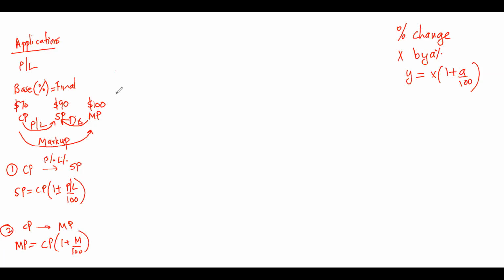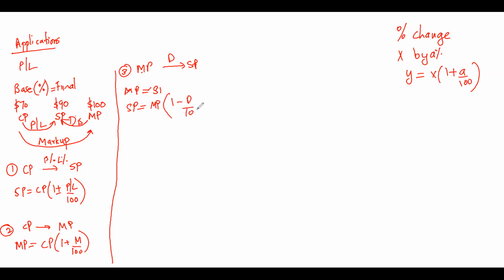And similarly, you have the third thing, which is the discount. In discount, you apply the discount on the marked price, not on the selling price. So you go from here to here. So marked price is equal to selling price. Sorry, the other way. Selling price is equal to marked price into 1 minus discount percentage over 100.